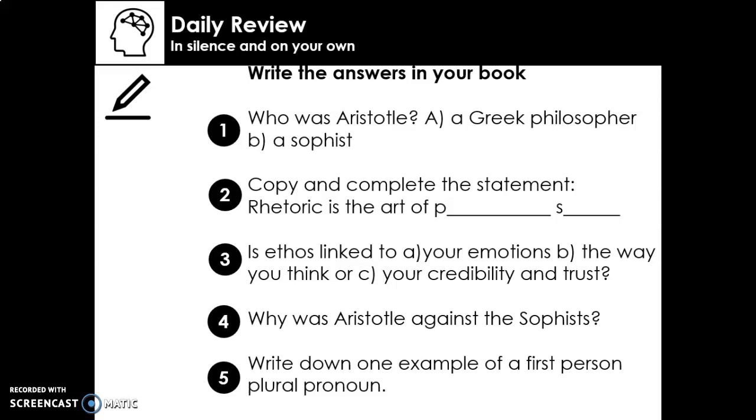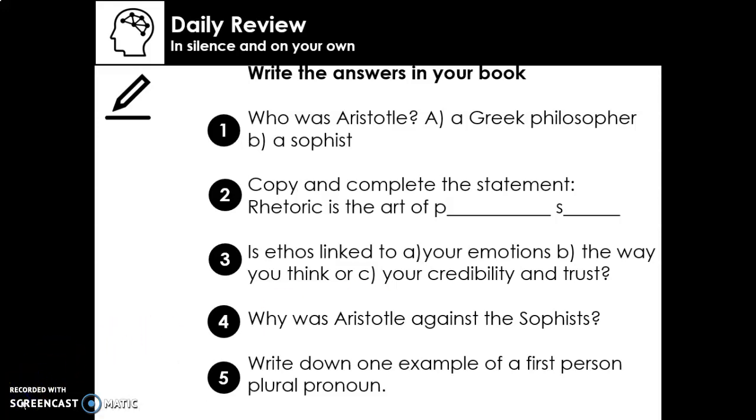Question 3. Is ethos linked to A, your emotions, B, the way you think, or C, your credibility and trust? Okay, so there's a 1 of 3 chance of getting that one right. 4. Why was Aristotle against the sophists? Can you remember his reasoning for being against them? And 5. Can you write down one example of a first person plural pronoun? It's that plural pronoun that you've got to be aware of. So just press pause, take your time, and we'll go through the answers in a minute.